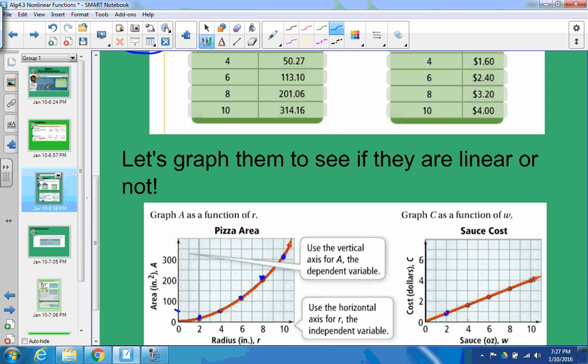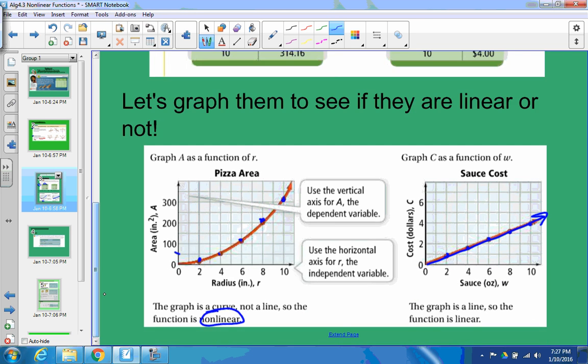For 4, it says it's $1.60, so it doubled. For 6, 2.40, so it adds another 80 cents. For 8, 3.20. Now, when you graph it and you connect the dots, you see that this is a line, which means that this would be a linear function.